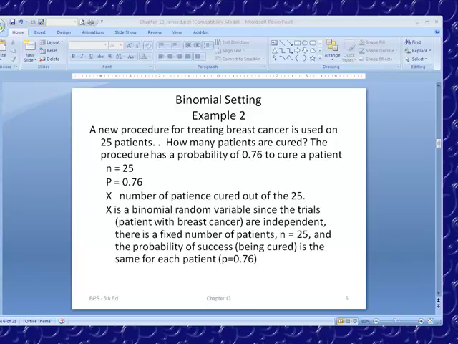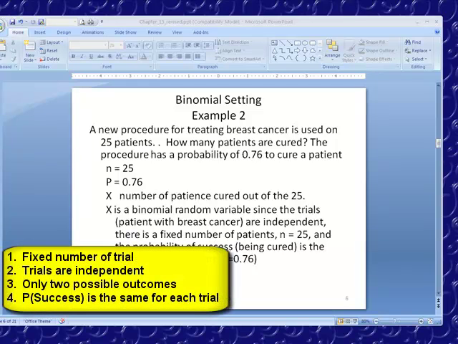Now, is this binomial? Well, let's check it out. Is there a fixed number of trials? Yes, we're looking at only 25 patients. Are the trials independent? Yes, whether one person is cured does not affect whether another one is. Each trial only has 2 possible outcomes, because either you're cured or you're not cured. And 4, the probability of a success is the same for each trial, and sure it is. This treatment has a probability of 0.76 to cure a patient.